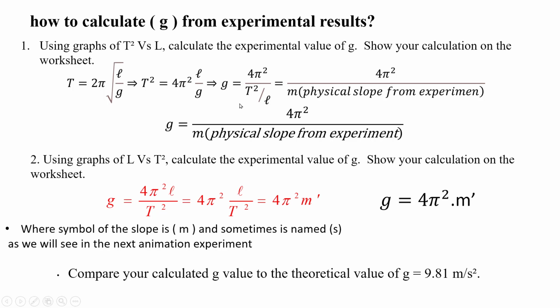Because we put L in the denominator of T squared to get the physical slope from experiment results, which means T squared over L, when we use graphs of T squared versus L we will get M, where M is the physical slope from the experiment. Then g equals 4 pi squared divided by M from the analysis of the experimental result.